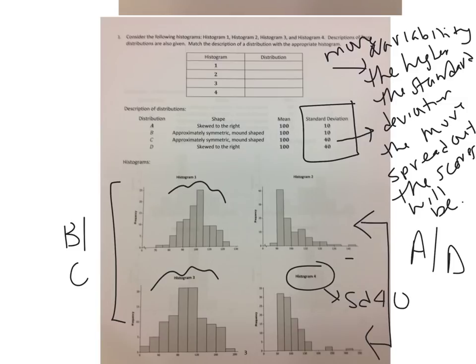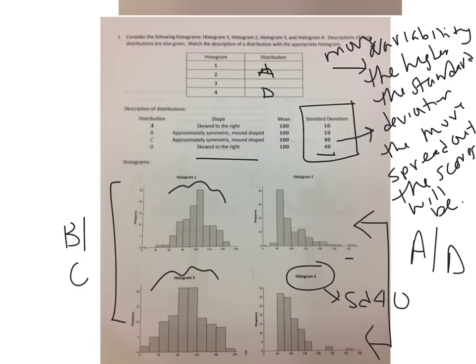So this one here would be the better choice for your standard deviation to be 40. So where it says skewed right, standard deviation 40, I would say that is histogram D. So you put that up in the box above. Okay? Therefore, histogram number 2 has to be letter A.